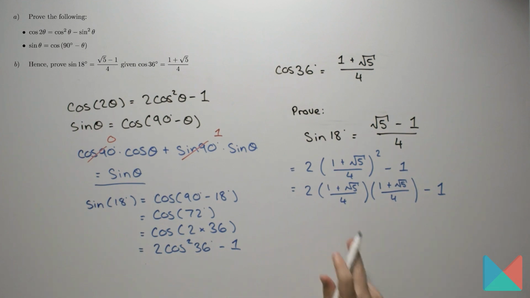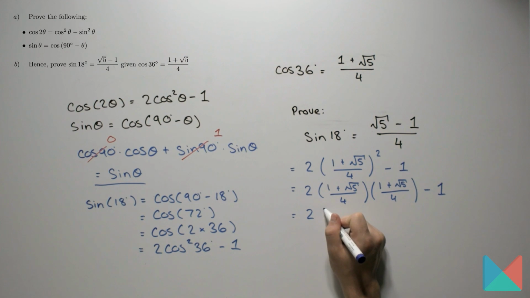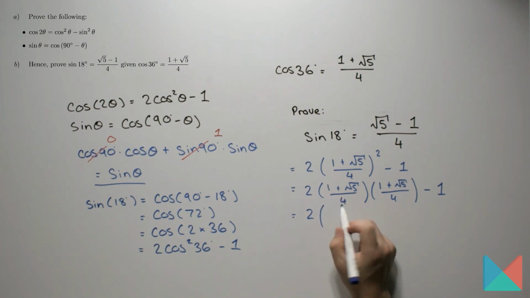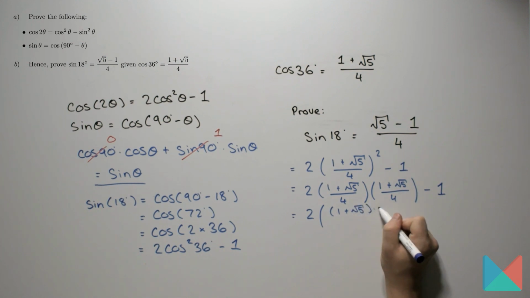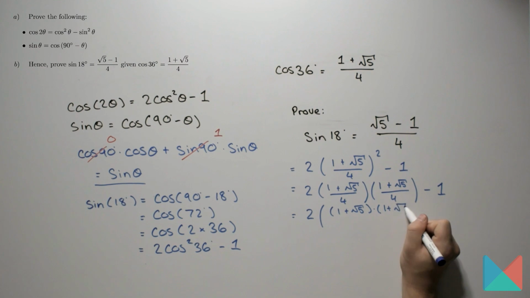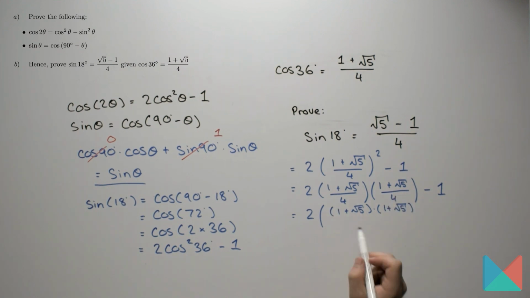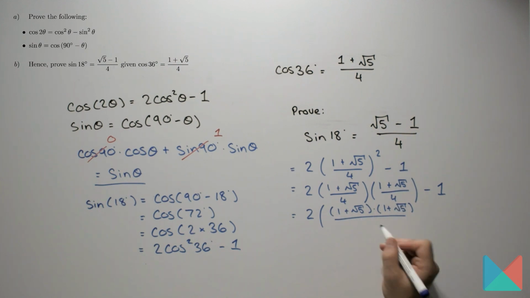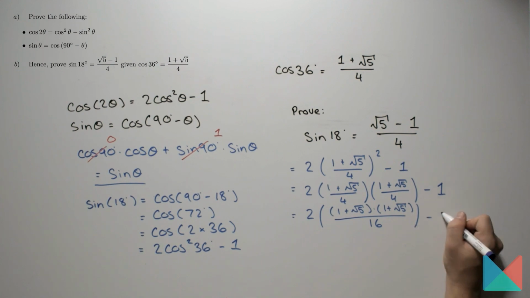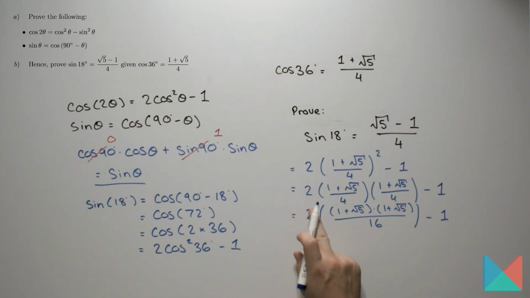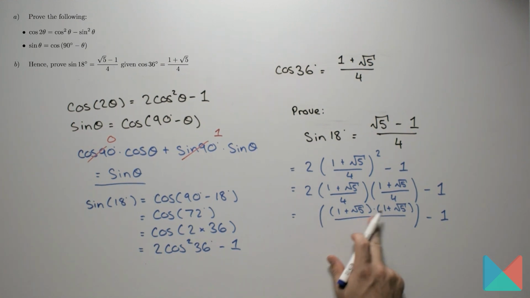Take 1, and if we multiply these things together, we get 2 times, and we will have 1 plus the square root of 5 times 1 plus the square root of 5, and multiplying the bottom, we get 4 times 4, which is 16. And we're still subtracting 1. And now notice that our 2's can cancel out. So our 2 will cancel out with a 16, and it will become 8 on the bottom of the fraction.